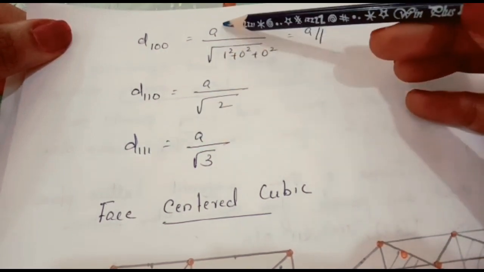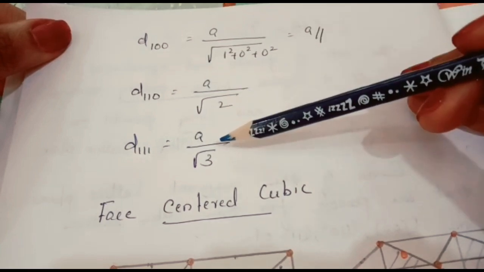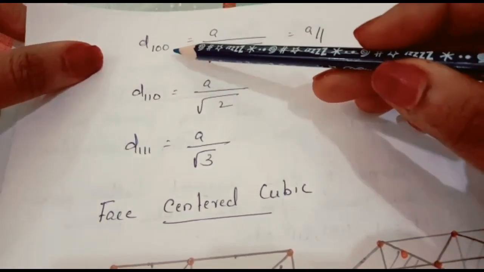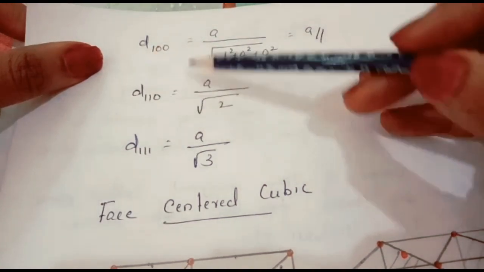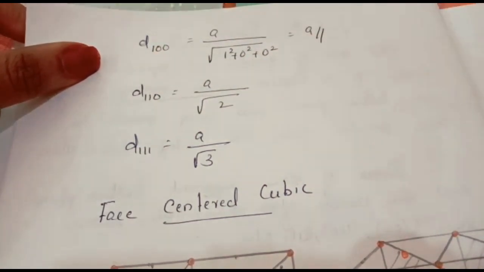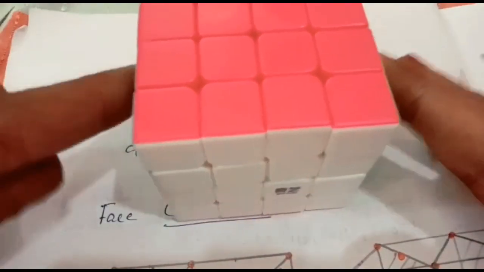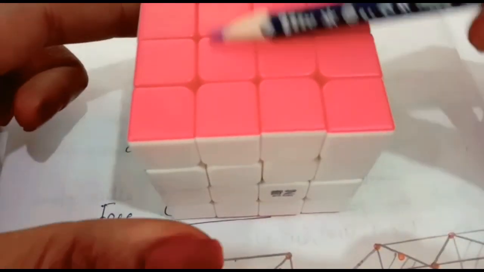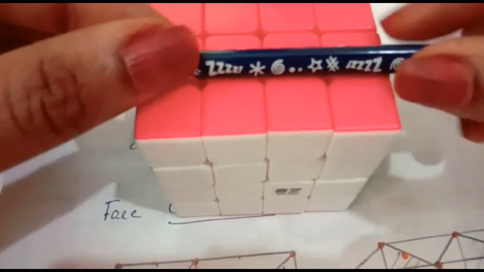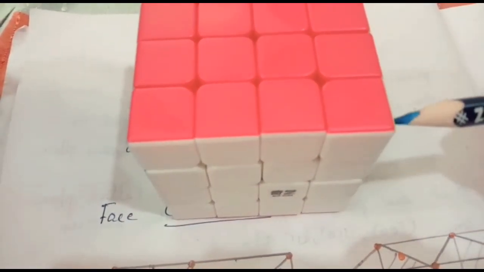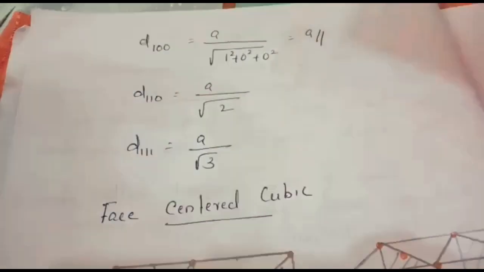That means this is the distance between two successive planes. So for a simple cube, the D100 plane is only on both sides. I have already shown this cube here. These two are 100 planes. So this is the distance between two successive planes, and this distance is the same as the edge length. So it is again A.